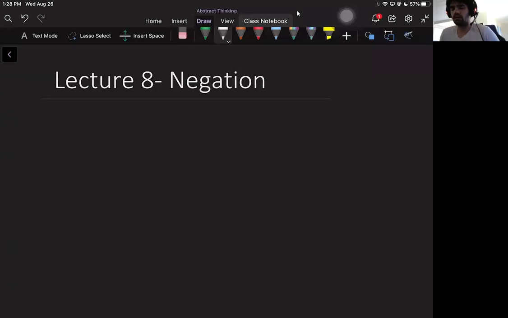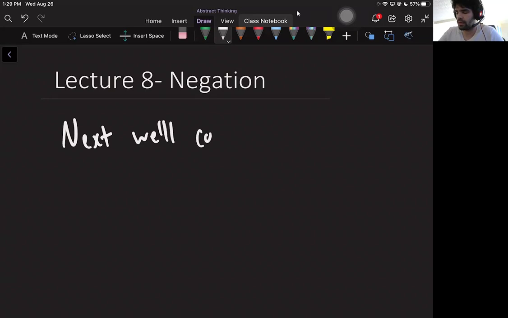Okay, class, today we will be talking about negation. We've already talked about it in other contexts, but we're basically going to combine it with quantifiers today and see how that works. So let me write that down. Next we will combine this guy, the negation symbol, with quantifiers.